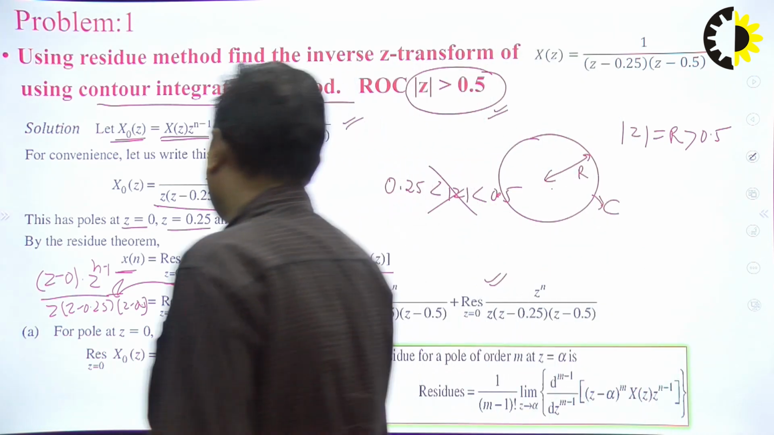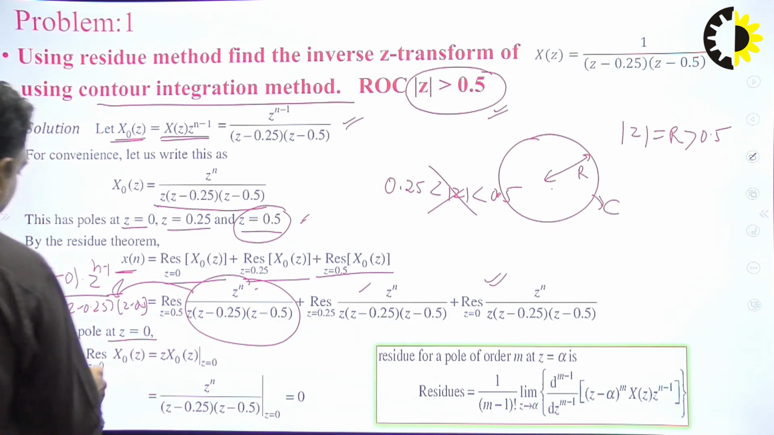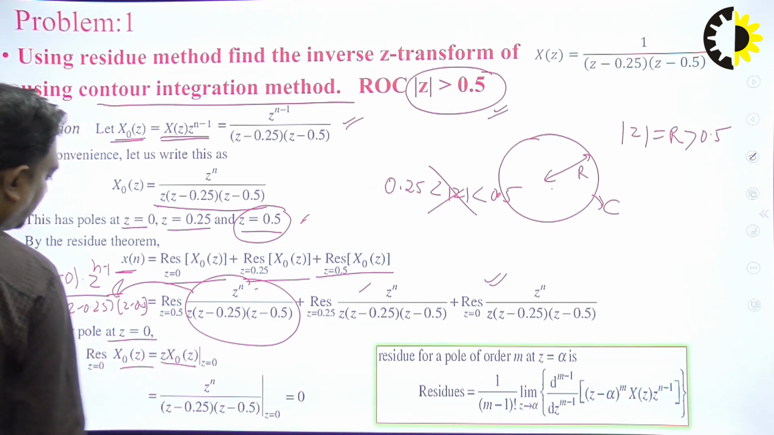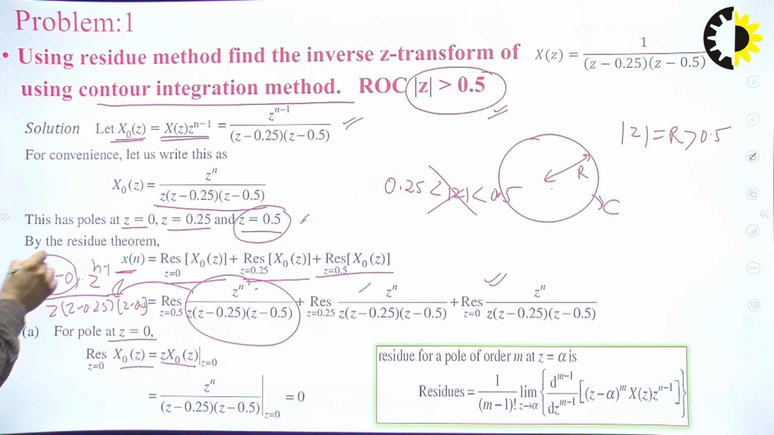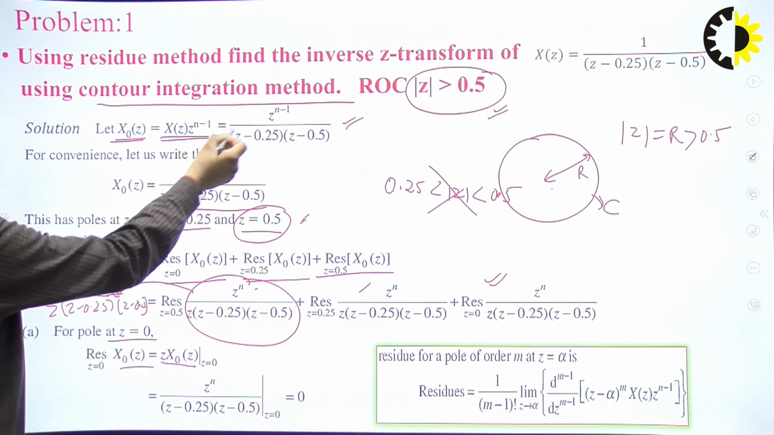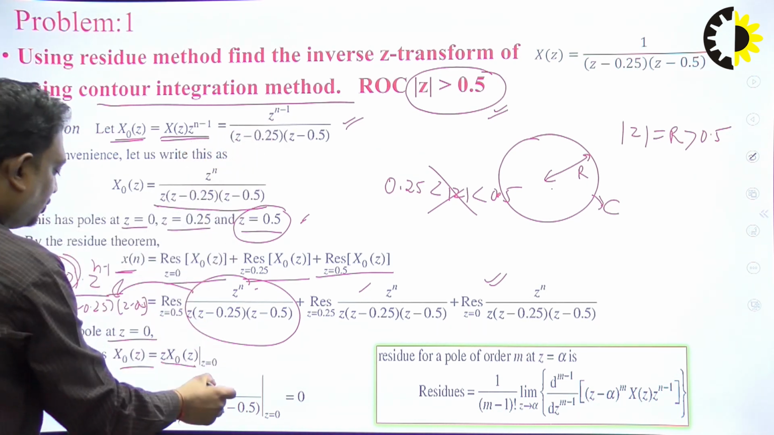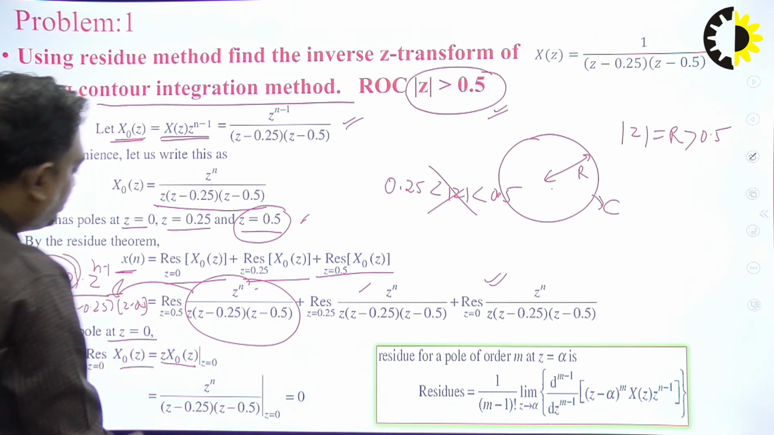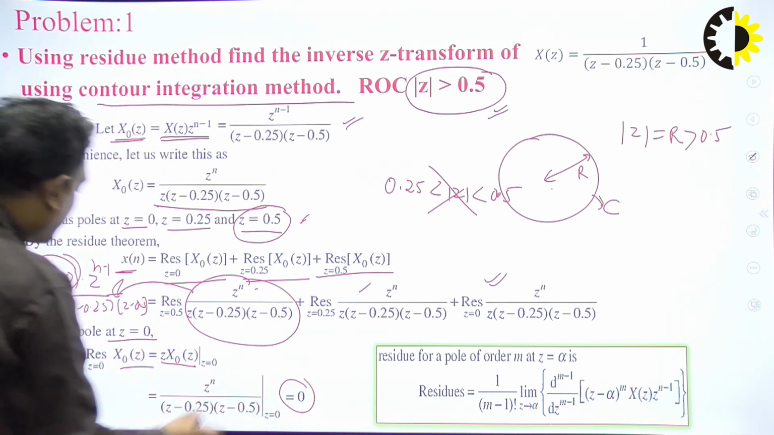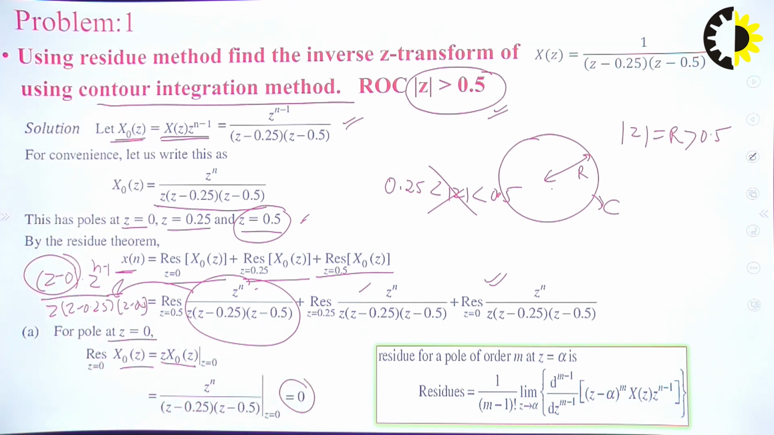Now for the pole at z equals 0, the residue is z times X(z), which we have seen here. So z times X(z) at z equals 0. You will multiply by z, so you will get this equation, and now put z equals 0 in it. So you will get the residue corresponding to pole z equals 0 as 0.